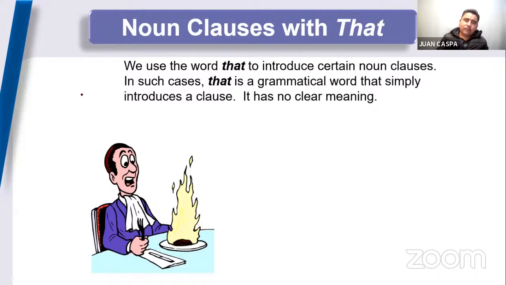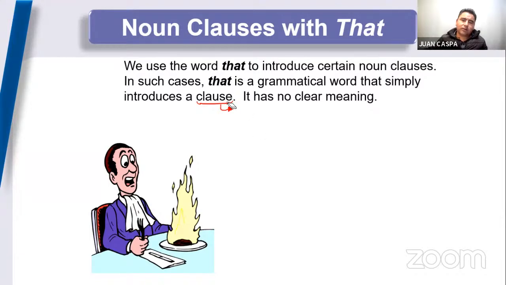So also we have noun clauses with that. We use the word that to introduce certain noun clauses. I can say, I thought that it was very interesting, or something like that, but that's another noun clause that introduces a certain noun clause, right? That. So sometimes even that is considered a connector when we talk about writing. That is a grammatical word that simply introduces a clause. What is a clause? A clause is like an idea. Sometimes not a sentence, but it's an idea. It's a part of a sentence.